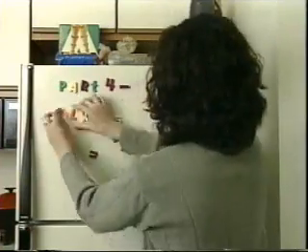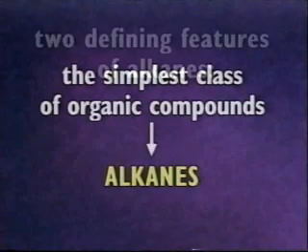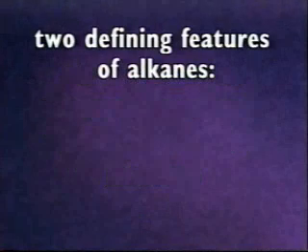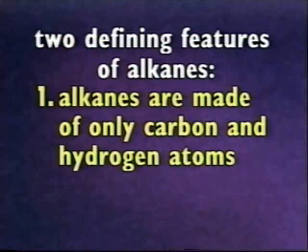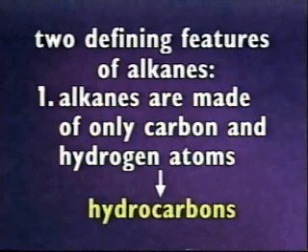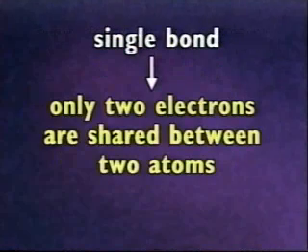Part 4. Alkanes. The simplest class of organic compounds is the alkanes. There are two defining features of alkanes. One, alkanes are made of only carbon and hydrogen atoms. For this reason, alkanes are considered to be part of a singular group of molecules called the hydrocarbons. Two, the only type of bond in an alkane is a single bond. In a single bond, only 2 electrons are shared between 2 atoms.